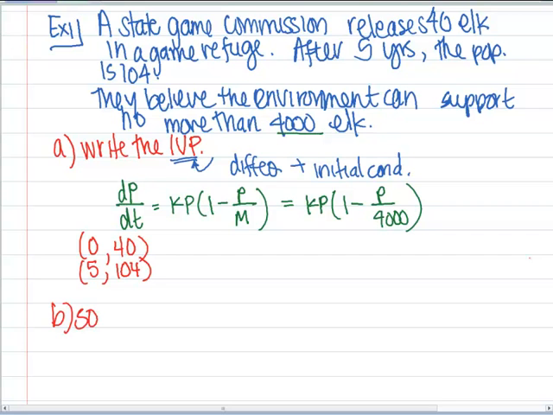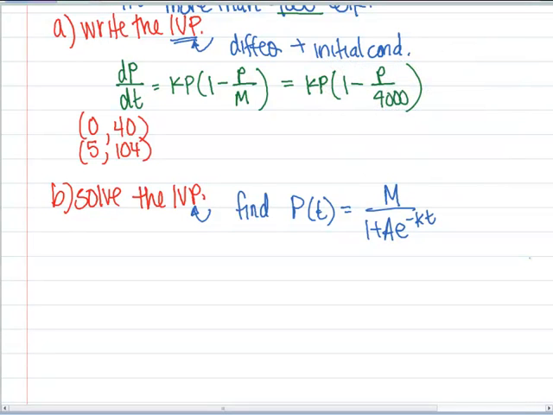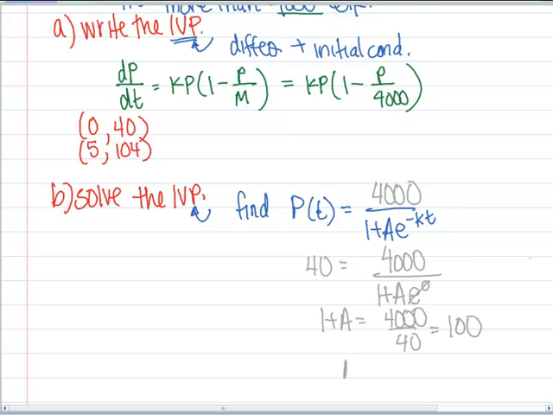So the second question, I want us to solve the initial value problem. When you are asked to solve, that means I want you to find P of t. So in this problem, since I know my equation is P equals M over 1 plus A e to the negative kt power, I just need to work on finding A and k. So we'll use (0, 40) to start it off. So 40 equals M, which actually is 4,000, so I'll write that in, over 1 plus A e to the 0 power, so that's 1. So 1 plus A equals 4,000 over 40, which is 100, so A equals 99.